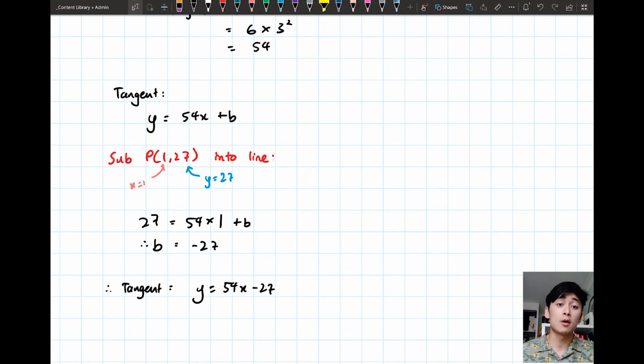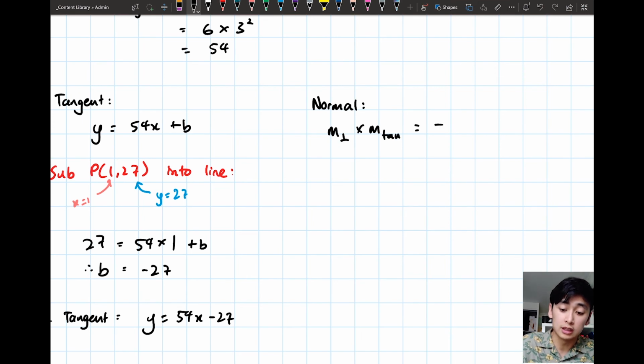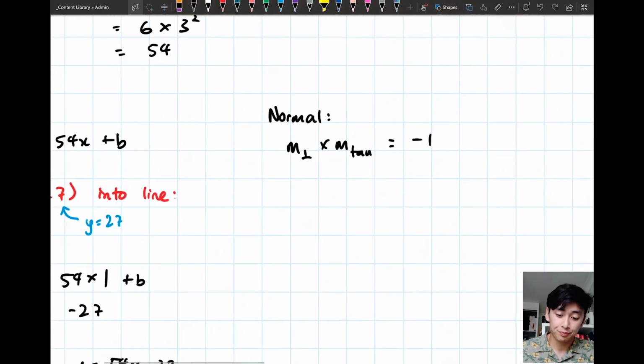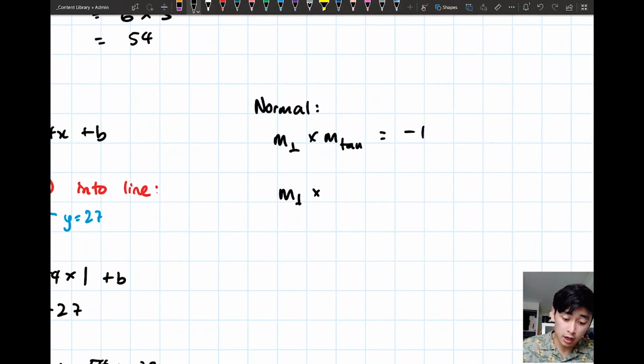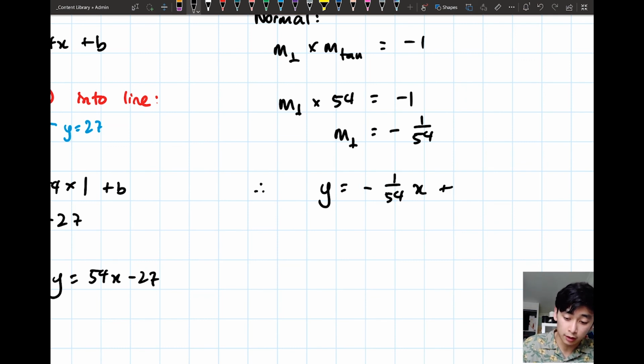Now I also want to find my normal. The additional step that we need for my normal is to find the gradient of my normal, using the fact that when I multiply it with the gradient of my tangent, it is equal to negative 1. So my gradient of my tangent on the top was 54. So I'm going to go m normal times 54 is equal to minus 1. So m normal is equal to negative 1 over 54. And then I sub that into my equation. So the equation of my line is y is equal to negative 1 over 54x plus b.